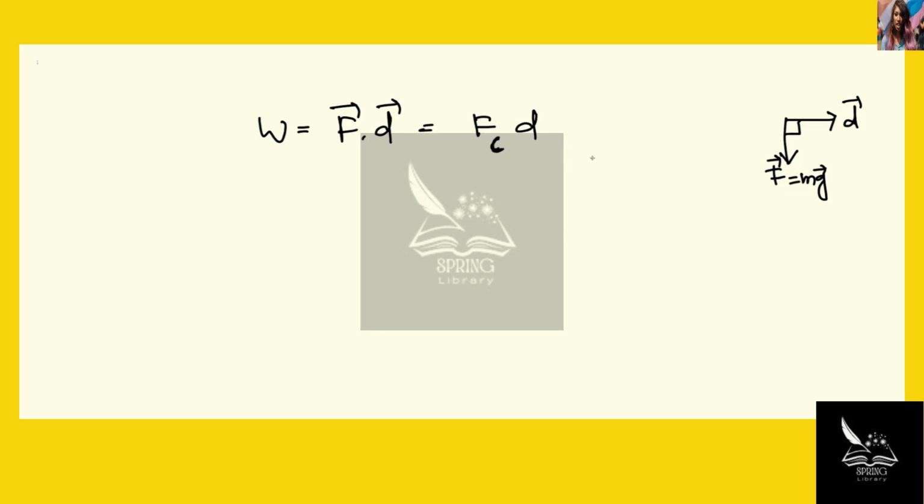Therefore, you can say that the dot product of these two vectors is going to be zero, or you can say that there is no component of the gravitational force acting along the direction of displacement because these two are orthogonal, and that's why the work done in that case is zero.